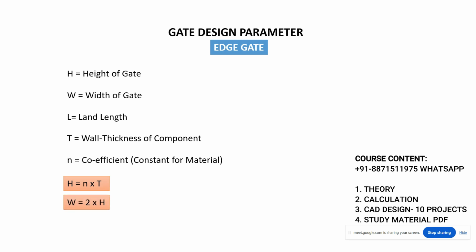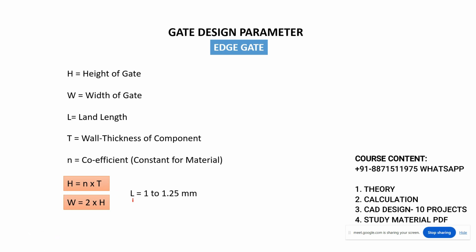Now W is nothing but the width. Once you get the H, which is the height, you will get the W. The W will be 2 into H, 2 into H. Okay.